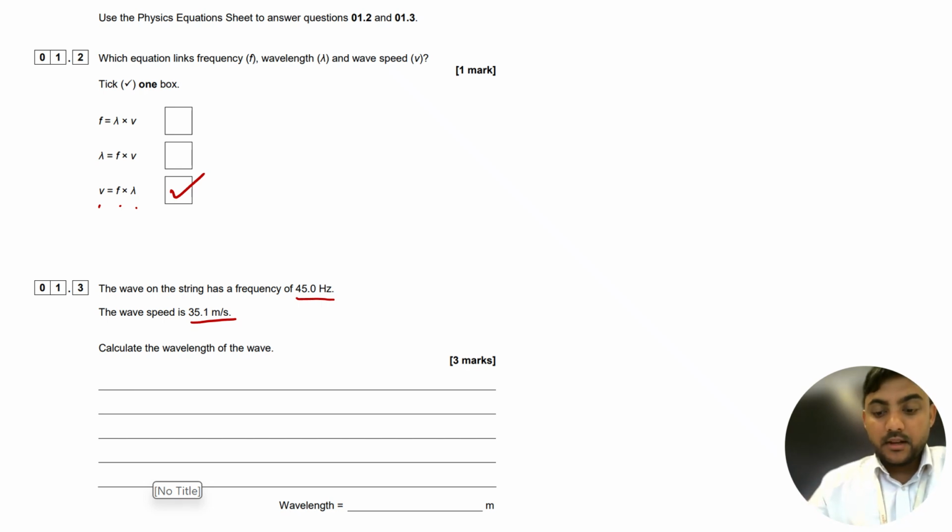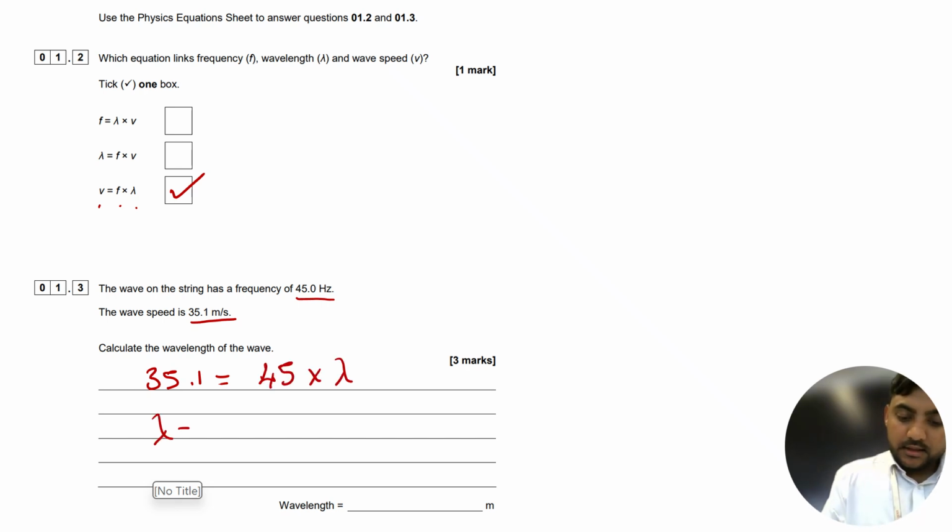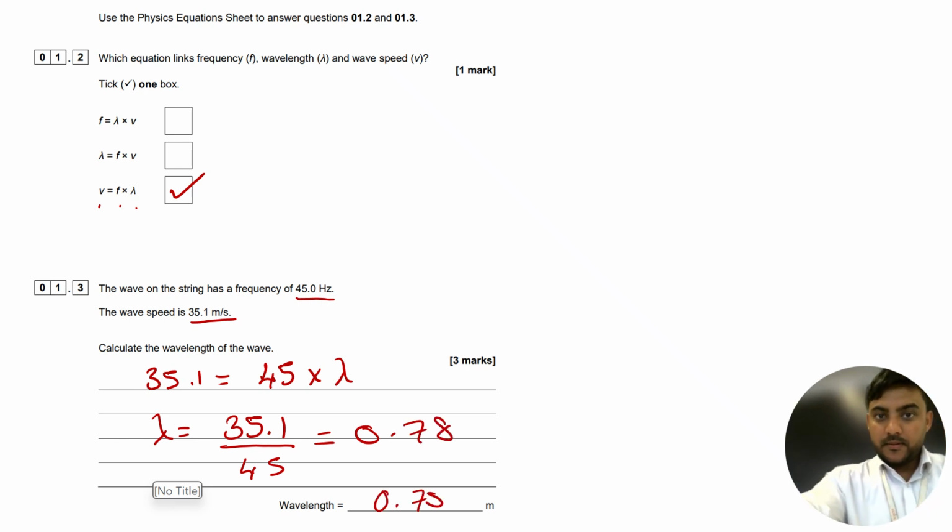Calculate the wavelength. First of all, you identify the data from the question. You choose a formula, which we've already done, and then you convert if necessary, but substitute the numbers into the formula. So 35.1 is equal to frequency 45 times wavelength. Therefore, wavelength is equal to 35.1 divided by 45. The answer happens to be 0.78 meters. Superb.